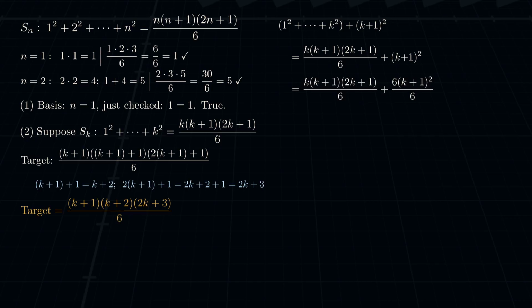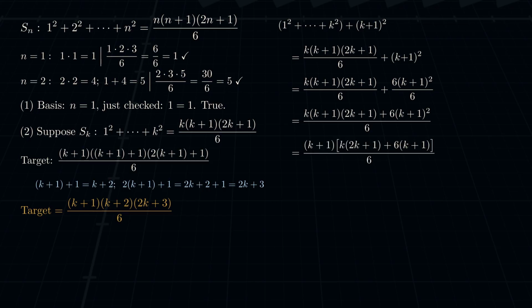One fraction, please. Write (k plus 1) squared as 6 times (k plus 1) squared over 6. The top is now k times (k plus 1) times (2k plus 1) plus 6 times (k plus 1) squared. Here is the move, and I want you to see the reason for it. The target is a product of 3 brackets, and one of them is k plus 1. Both pieces on our top contain k plus 1, so pull it out and keep it, because the target wants it.